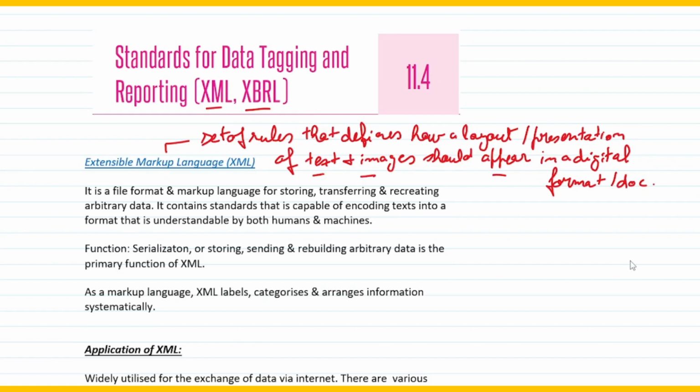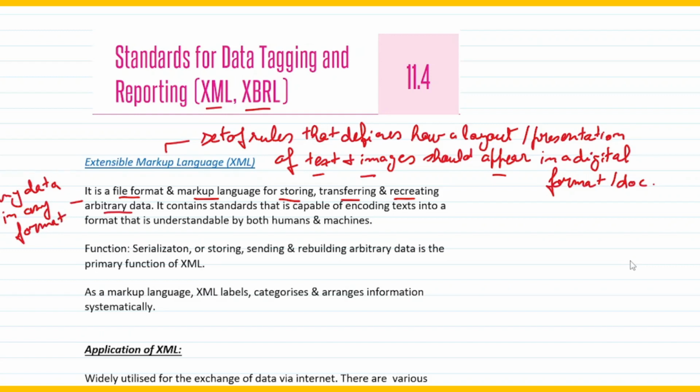So let's understand what exactly XML is now. It is basically a file format and a markup language. So it's a culmination of both, that is, one is a file format and the other is a markup language. For what? For storing, transferring and recreating arbitrary data. What do you mean by arbitrary data? Any data in any format. So basically random data for that matter is called arbitrary data. I'll just write here, any data in any format, right?